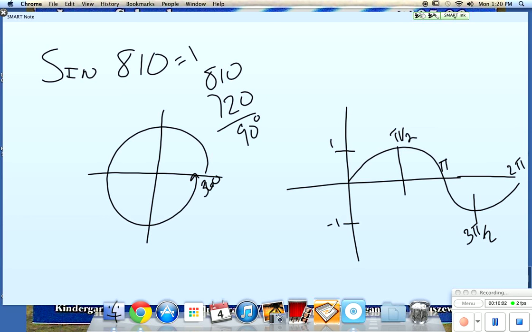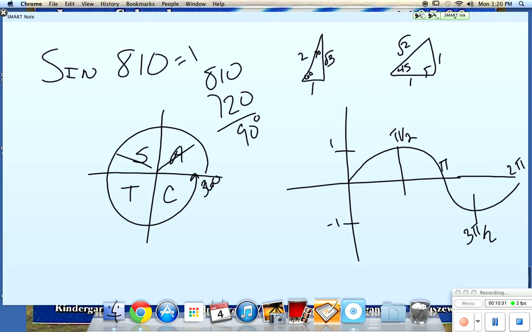Okay? We can also work, remember this, from trig class, we have our 30-60 and our 45-45. Our 30-60, which is 1, 2, square root of 3. Here's 60, here's 30. And then our 45-45, which is 1, 1, square root of 2. We can figure out what our degrees are based off of this type of information right here.